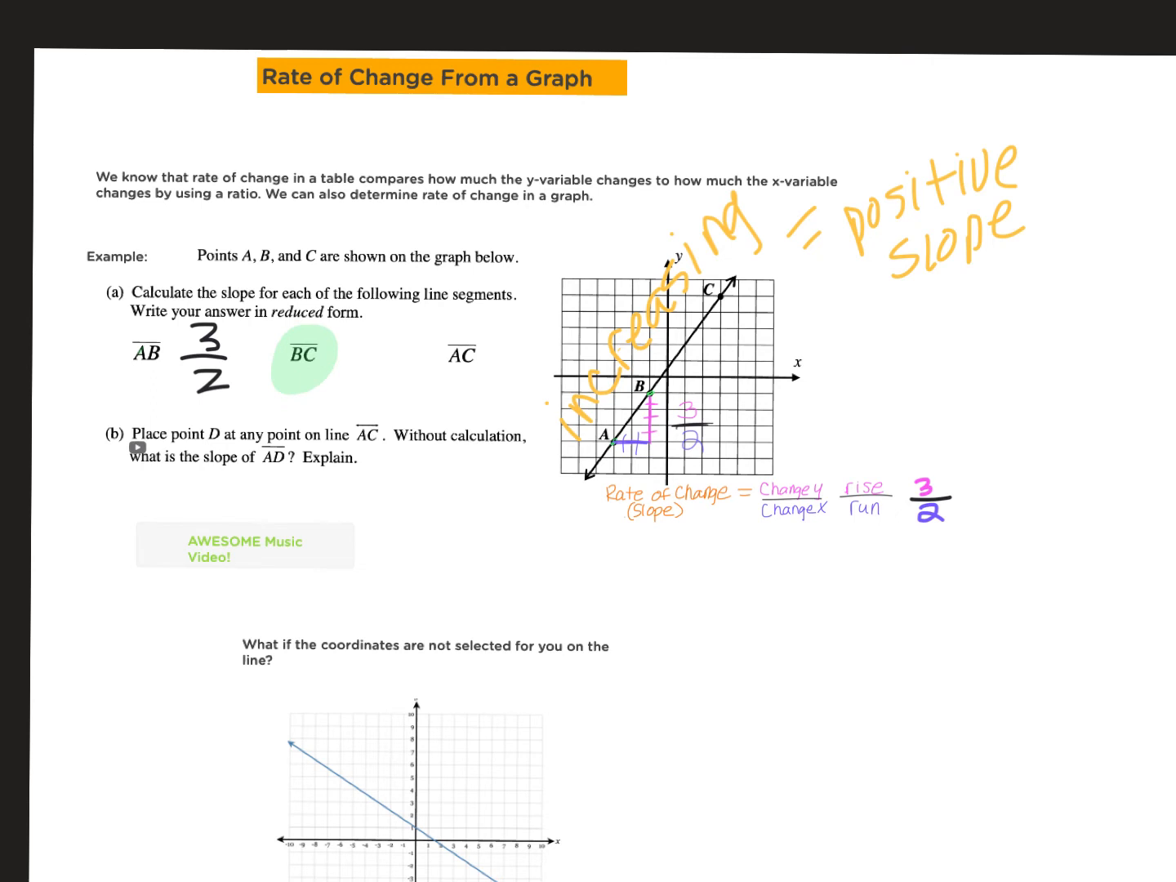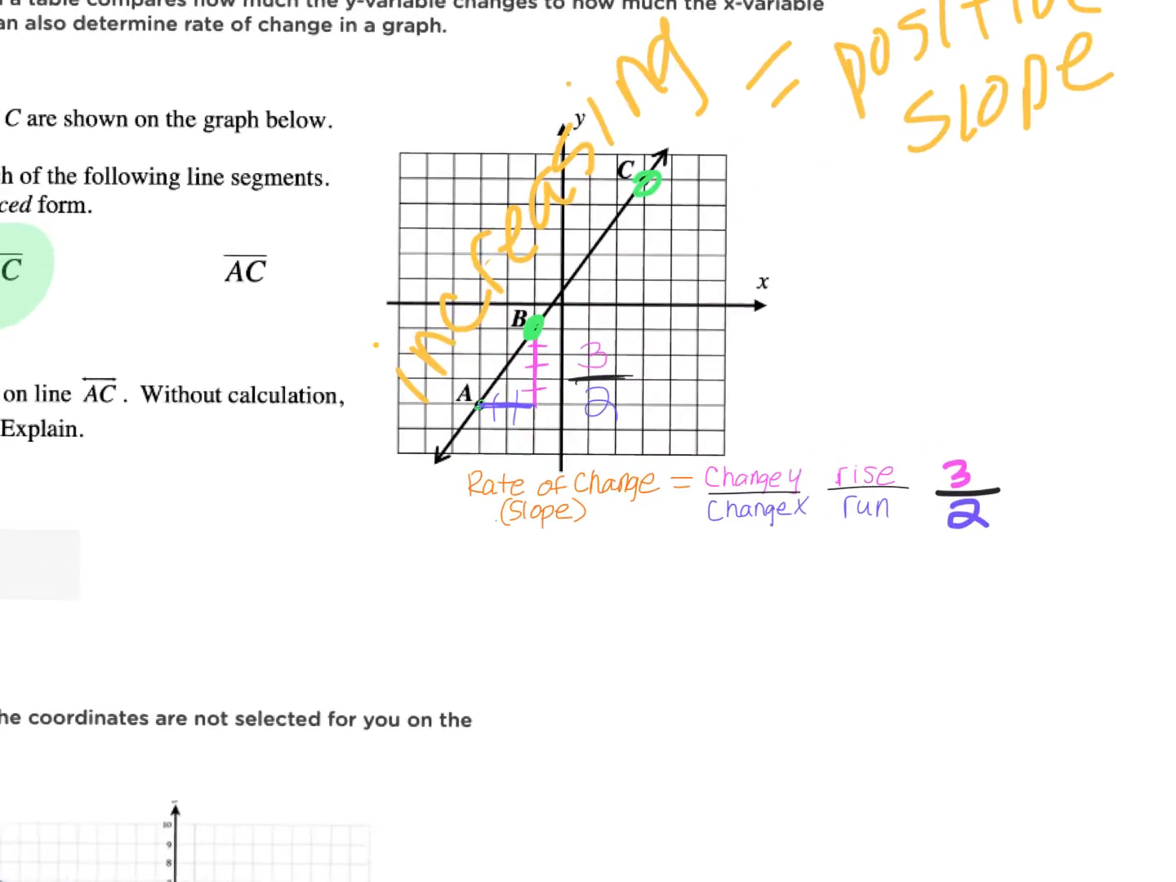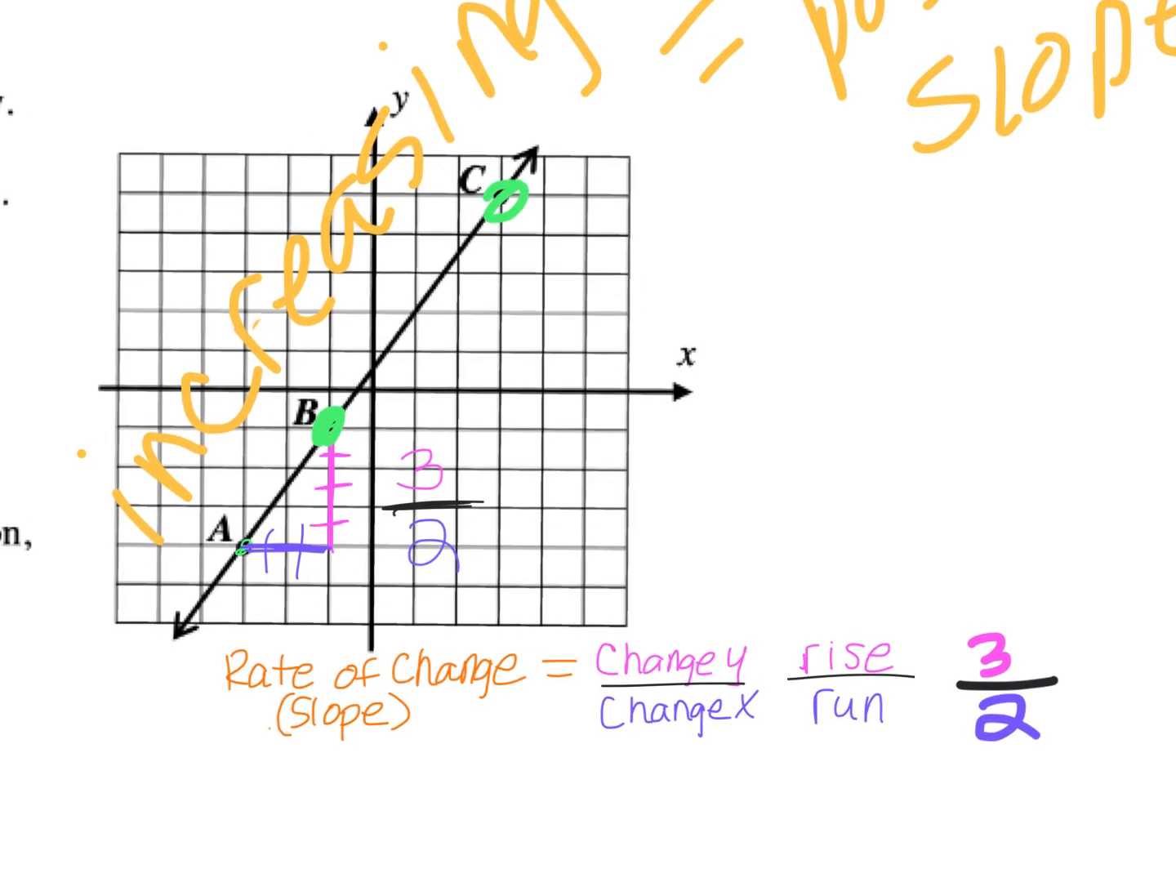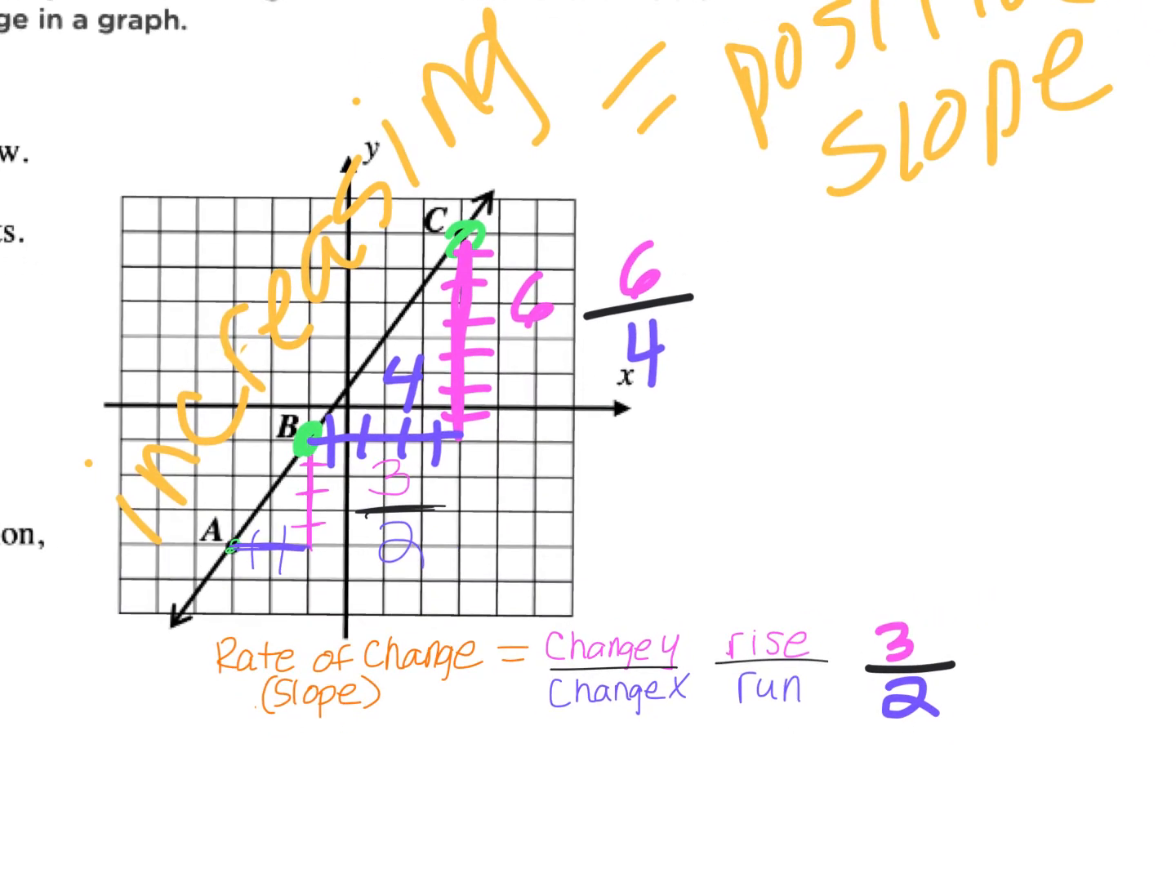Okay, next it asks us to find the rate of change between points B and C. I'm going to zoom back in here and repeat the same process that I did before. I'm going to find my rise and my run, my change in y versus my change in x. You'll notice that this side is 6, and this side is 4. So 6 over 4 is going to be our rise over our run. It's still increasing, that line is still going up, so it's a positive 6 over 4.